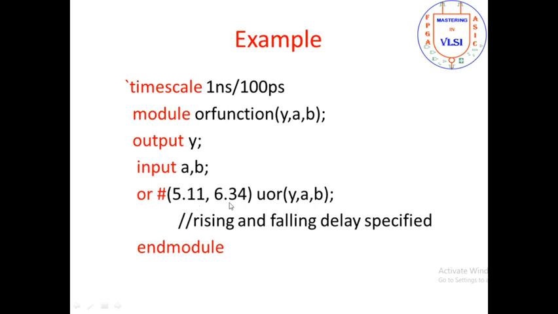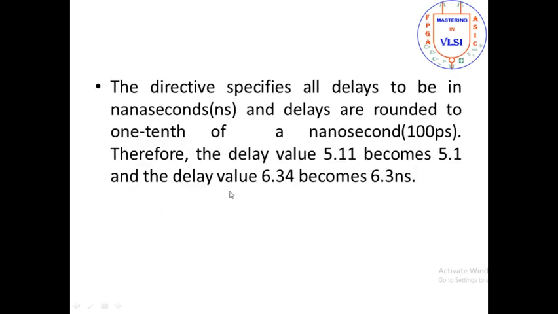5.11, 6.34. How is it going to execute in the background? That is the instantiation of the R gate. No need to be confused by that. Here y is the output, and a and b are inputs. The first value we are mentioning is the rising delay specified. For the output we are getting, the output delay is a rising edge or falling edge. Whereas the other one, the falling edge, is 6.34. In the 6.34, the falling edge will be specified.